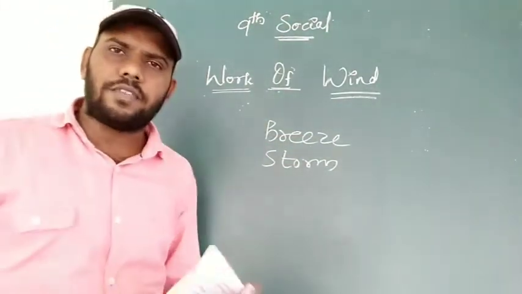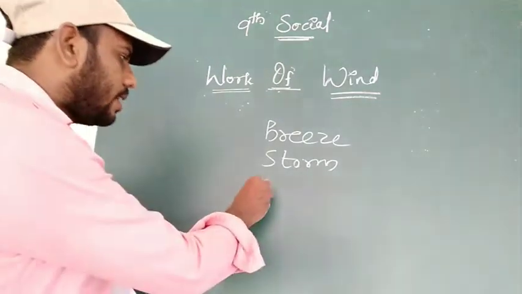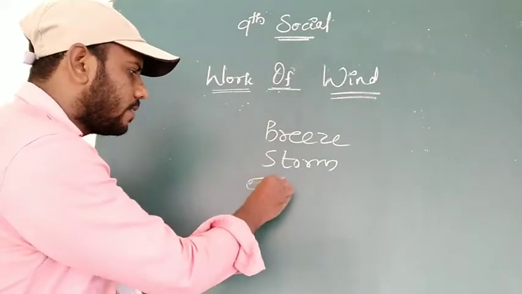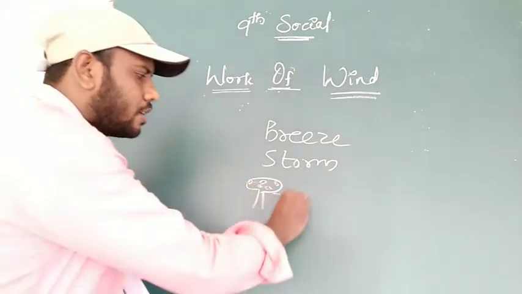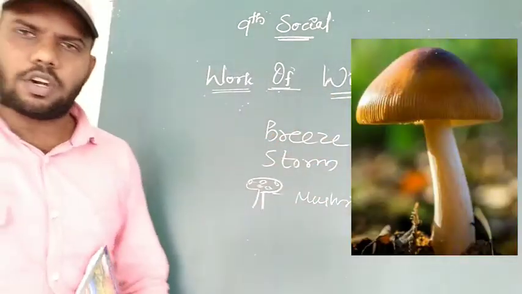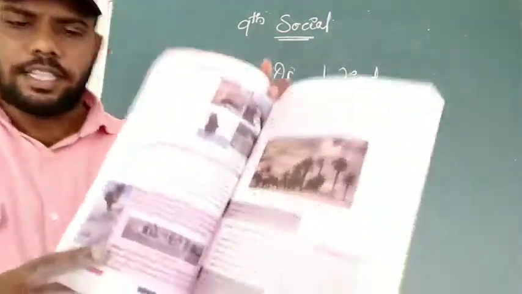Why did it get the name mushroom? Sometimes in the rainy season we can find umbrella-like things in our surroundings. This we call a mushroom. Here you can see the picture of a mushroom. Same as this, you can find these rocks formed in that shape.